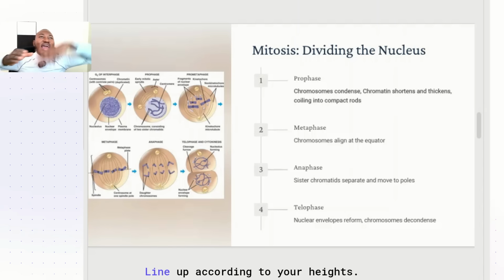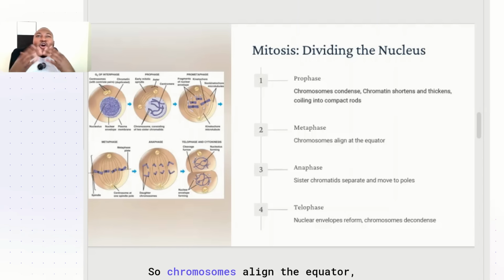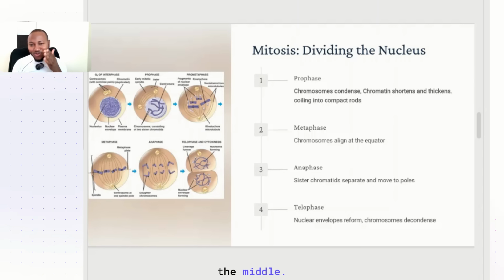Line up according to your heights. Let's divide this class. That is metaphase. So chromosomes align at the equator, the middle, right? Then after that, what do we do? I'll say, okay, divide all of you into two. You shift to this side, you shift to this side.